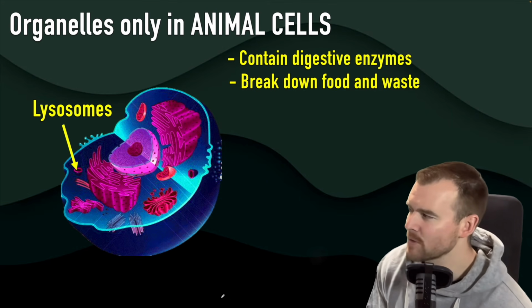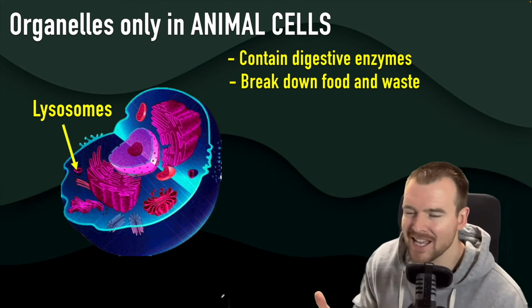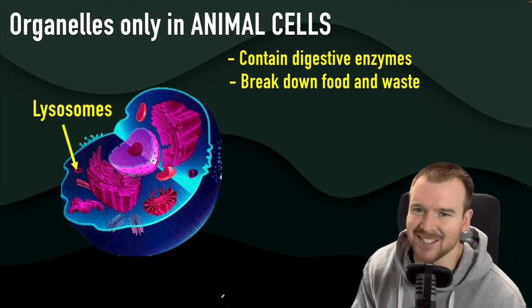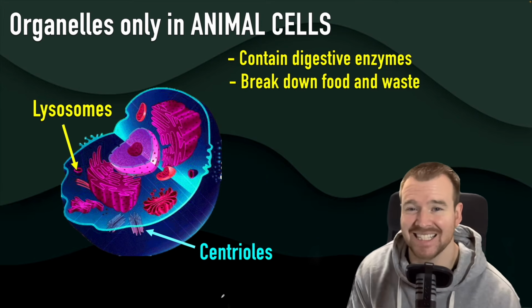So that's lysosomes. The reason I remember that is we eat food, animals eat food, and plants kind of make their own food. They don't really need to eat or digest things, so that helps me remember that lysosomes are just in animal cells. We have one more thing unique to animal cells, which is a centriole.